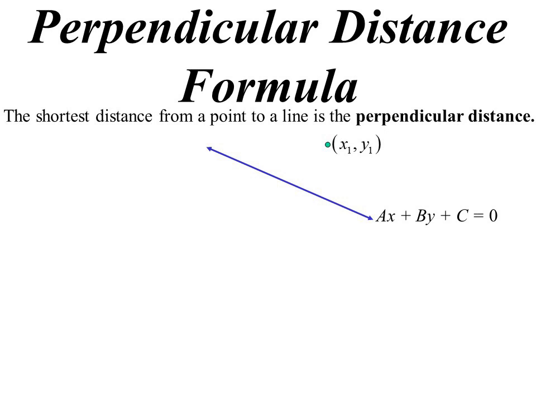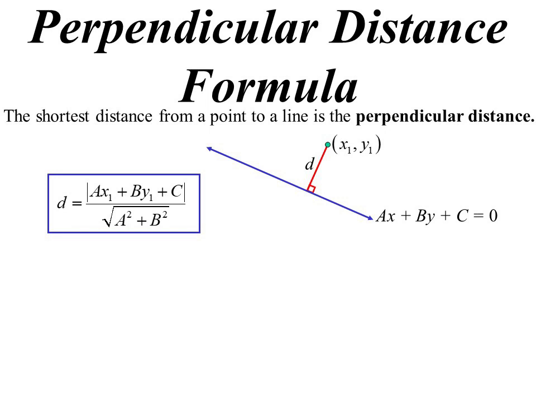The equation of the line needs to be in general form for this. So we have it in general form, and that's the distance we're looking for. So the formula ends up being this. Basically on the top of the fraction you've got the equation of the line. We make it absolute value because we're talking about distance and we want a positive number. But we substitute into the equation our point, x1, y1.